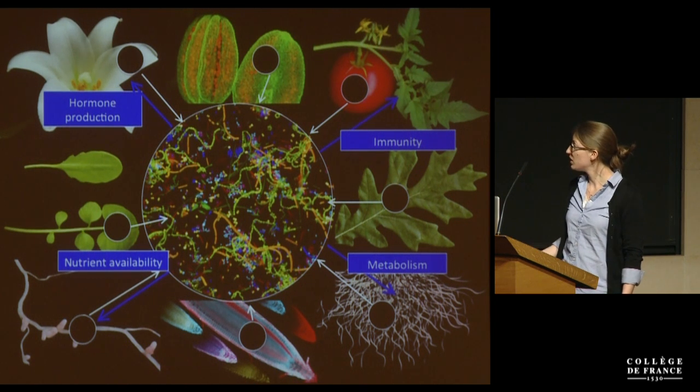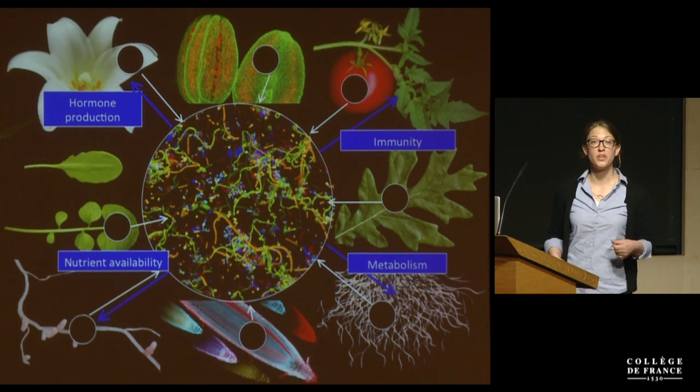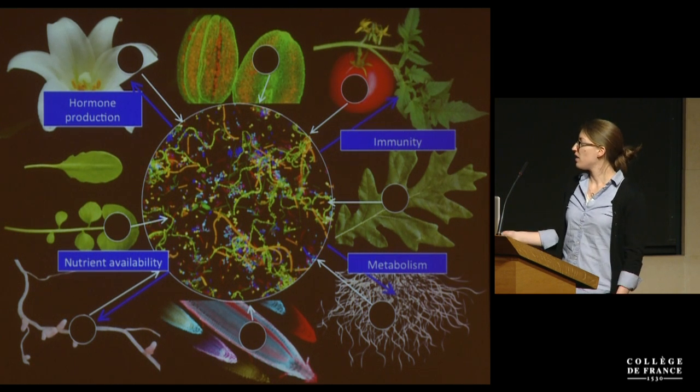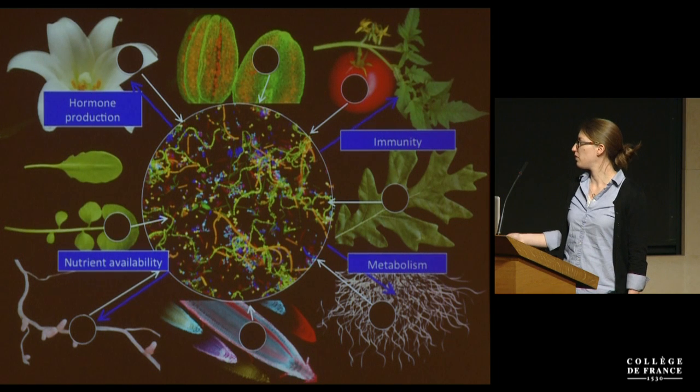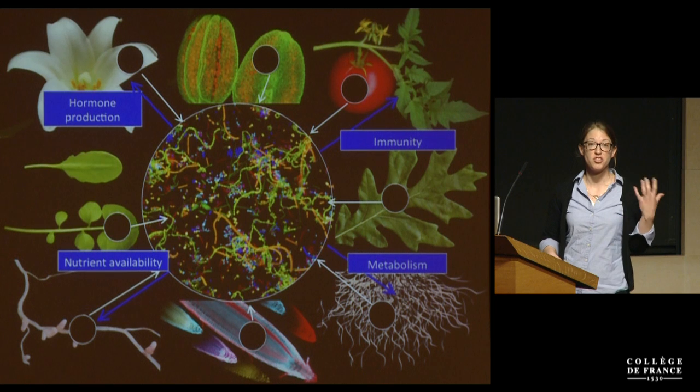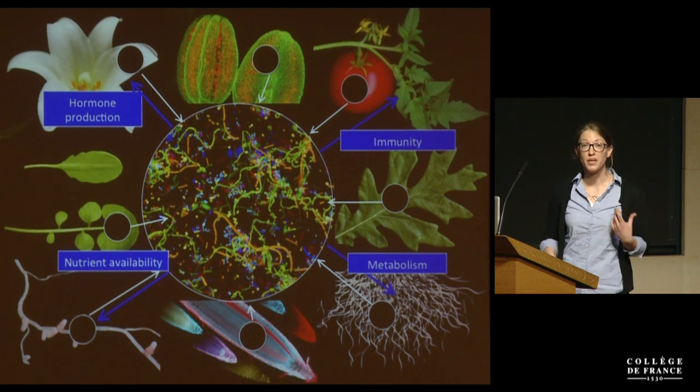They can affect metabolism, both by making nutrients available in the soil that are not otherwise available, and in some cases by synthesizing their own nutrients. So here, these roots are colonized by nitrogen-fixing bacteria that can take nitrogen gas from the air and turn it to ammonia and feed it to plants.